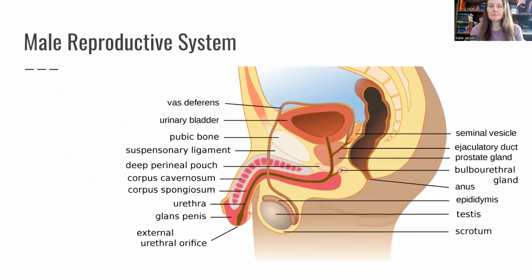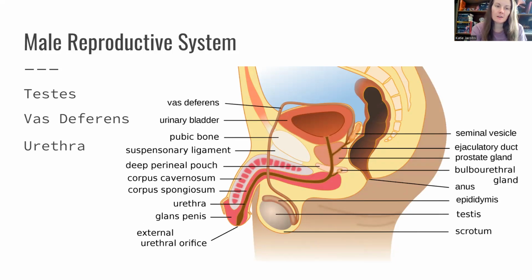If we're looking at the male reproductive system, there are tons of different parts, but there are certain ones we're going to pay attention to as an introduction to this class. There's the testes, the structure where the sperm hang out. We have the vas deferens, which is the tube that leads to the urethra. The sperm will continue through the vas deferens, go into the urethra, which goes through the penis, where it will ejaculate.